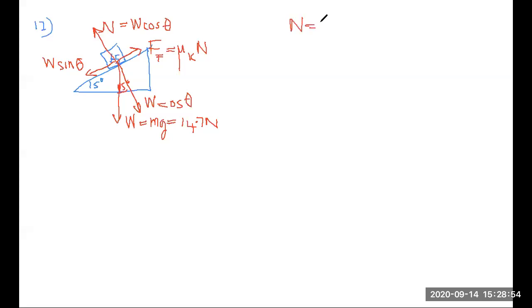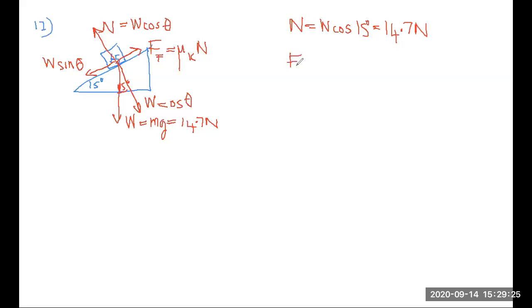The normal force is equal to the weight times the cosine of 15 degrees. And so the weight is 14.7 newtons. We multiply it by the cosine of 15 degrees, and I got 14.2 newtons. So that's the calculation of the normal force. That's one of the two things we were being asked.